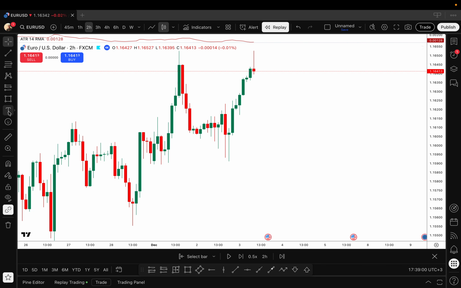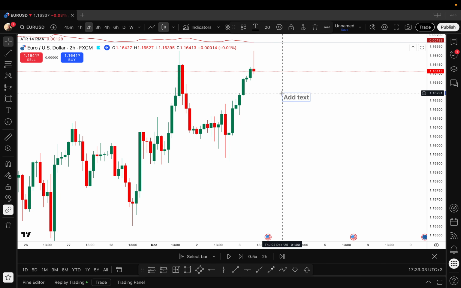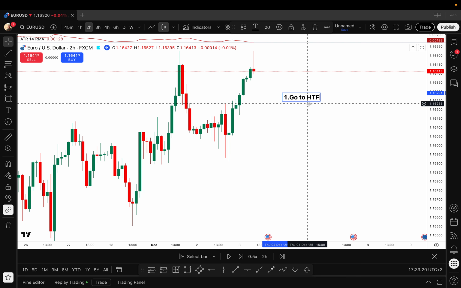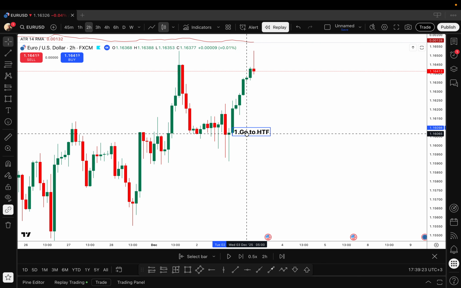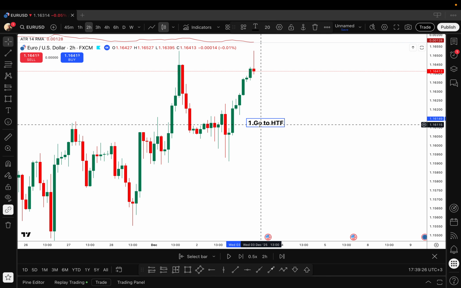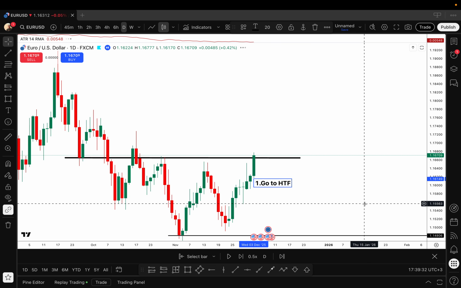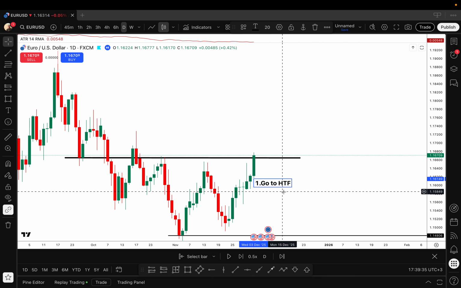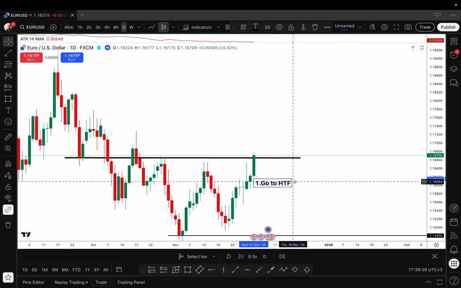Okay, so let's proceed. Rule number one is you want to go to your highest time frame. Remember, this is for scalpers, lower time frame traders, and day traders. So you want to go to your highest time frame. That is rule number one. So what is your high time frame as a day trader, scalper, or whatever? We're going to focus mainly on the day trader, so you're going to go to the daily time frame. That is going to be your highest time frame. Now what are you looking for in the daily time frame? That takes us to rule number two.